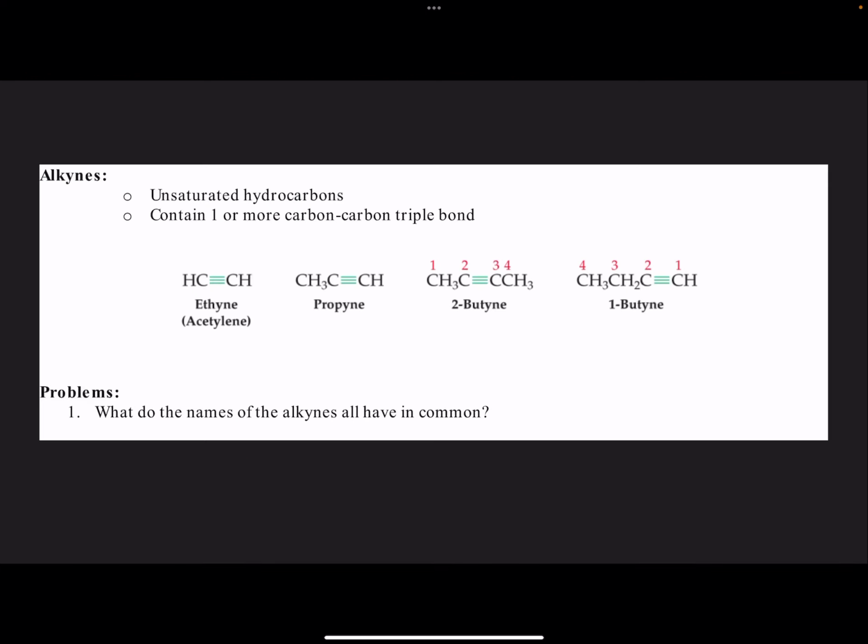Our next family are the alkynes. They are also unsaturated hydrocarbons. They contain one or more carbon-carbon triple bond. So here we've got ethyne, propyne, butyne, or 2-butyne and 1-butyne, each with a triple bond. So again, same thing we saw before. What all of these have in common is their ending. They all have that YNE ending. They all have a parent name corresponding to the number of carbons in the chain. And then with the butynes, the 1 and 2 are distinguishing what carbon the triple bond starts on.